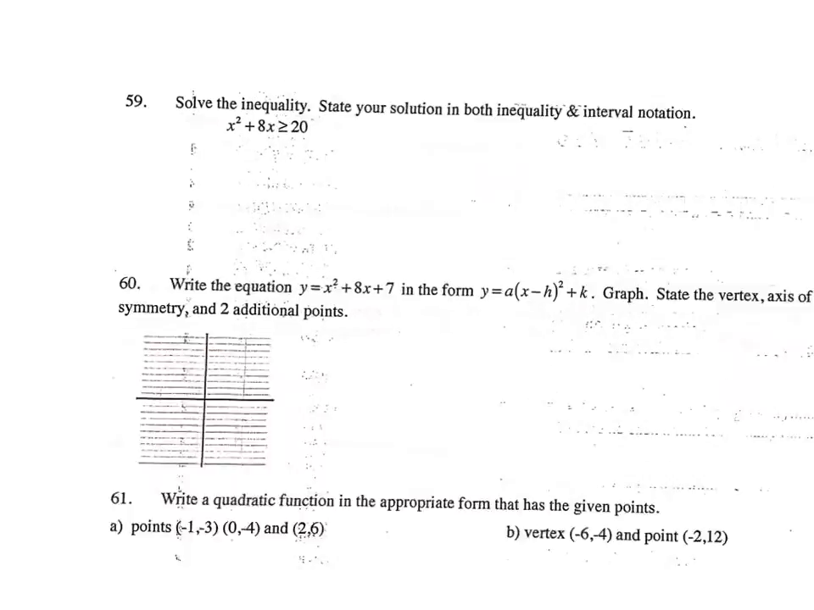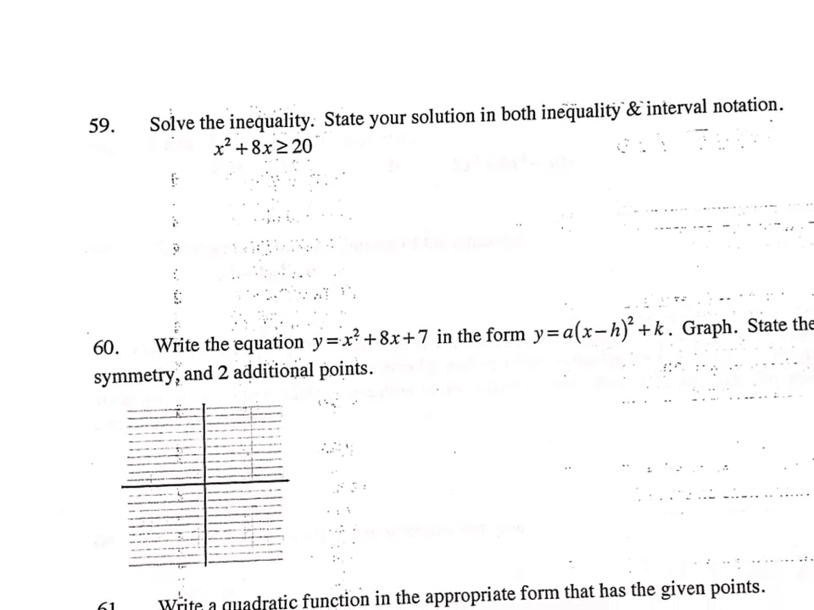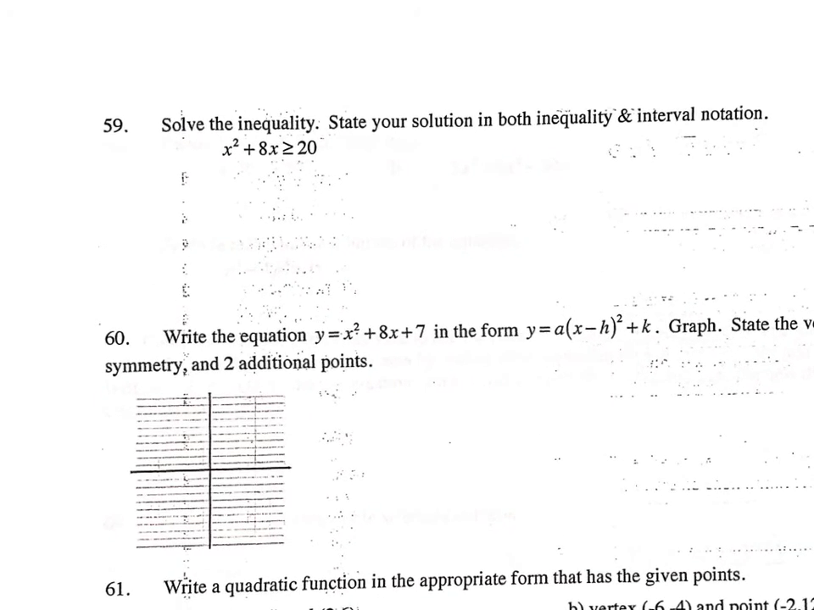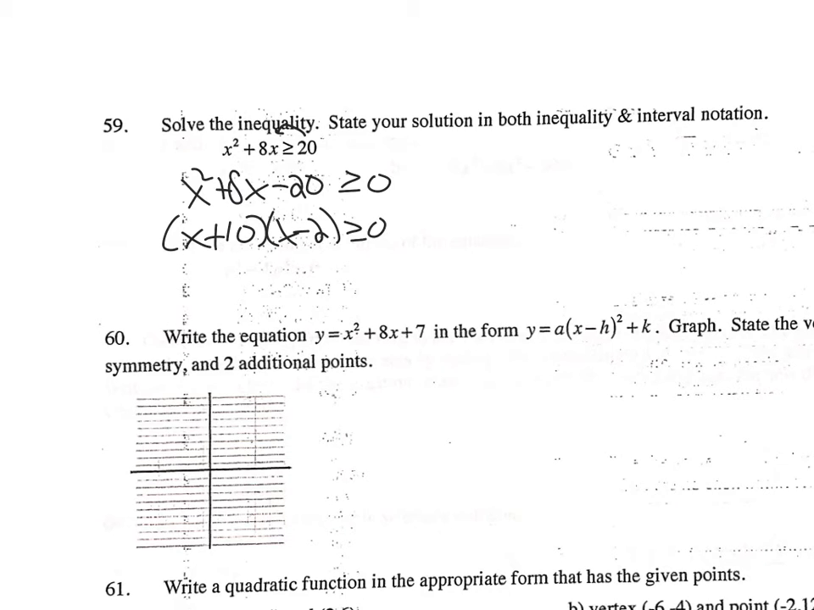Number 59, solve the inequality, state your solution in both inequality and interval notation. Okay, this one I'm going to move the 20 over, so I get x squared plus 8x minus 20 greater than 0. Factor it, get (x plus 10)(x minus 2), and here's how I taught you to do this one. Two ways. You can graph your parabola if you want to.